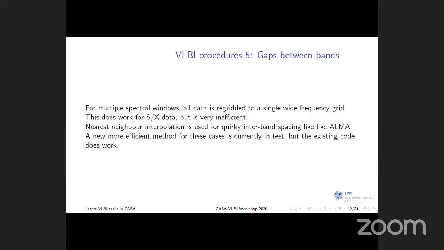And the same is true of ALMA, where the frequency grids are not completely uniform between bands. So, in practice, when I make a uniform frequency grid, I'm moving the data from a frequency to a very nearby frequency, and I use only nearest neighbor interpolation, and that could be improved, and we're working on a method to improve that. But it does all work in practice.